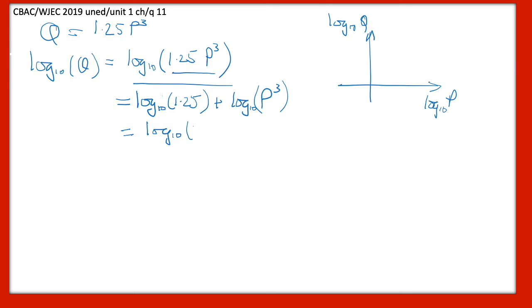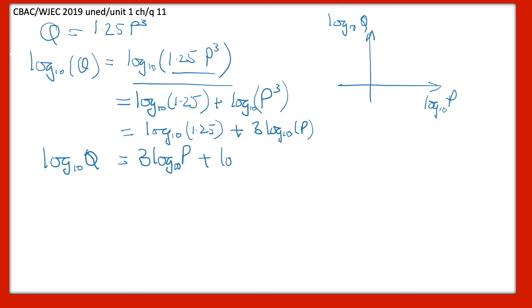log to the base 10 of 1.25 plus 3 log to the base 10 of p, and I don't need the bracket on the p or indeed the 1.25 or in fact the q. It doesn't make any difference. Now, so log to the 10 of q is equal to 3 log to the 10 of p plus log to the base 10 of 1.25. You must be consistent with your base.